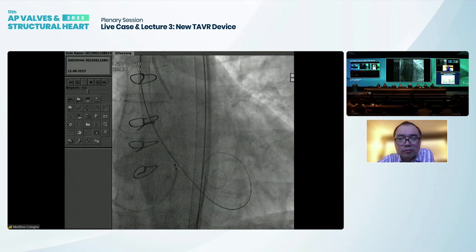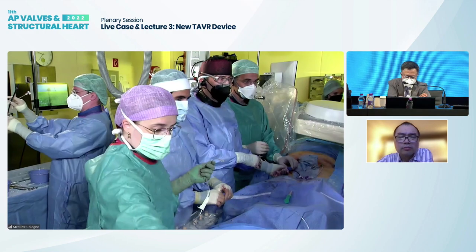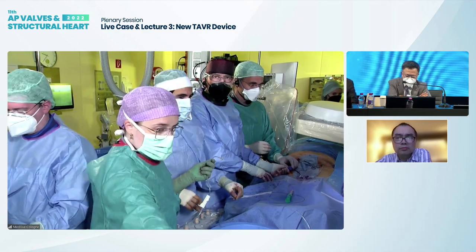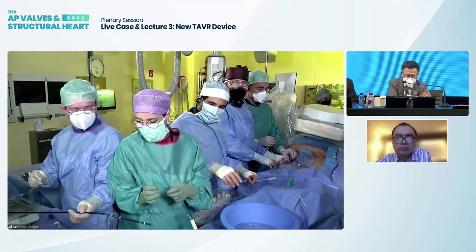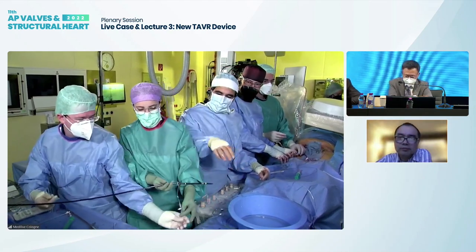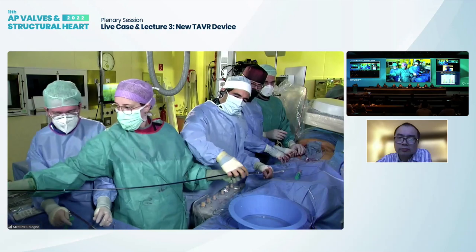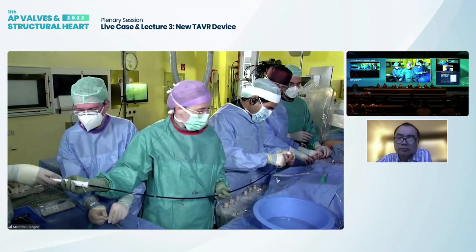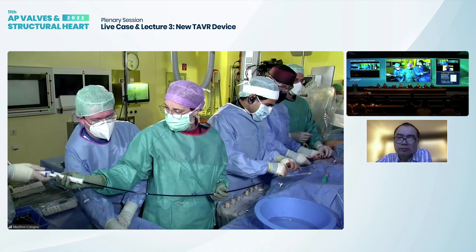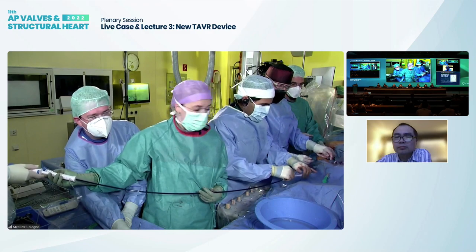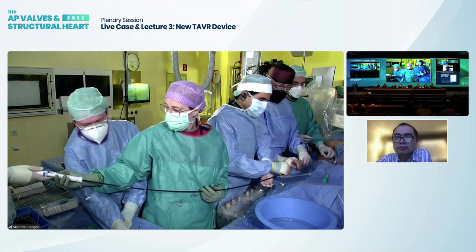Great. So what view would you prefer to deploy the JenaValve in? I think it's a three cusp, but are you trying to do a cusp overlap type of look, or sort of the right coronary cusp in the middle? We will show you. That's extremely important, since we want to implant the valve in an anatomically correct position. We will do some sweeps of the C-arm to make sure that the locators are in the corresponding cusp. We will show you in a minute.